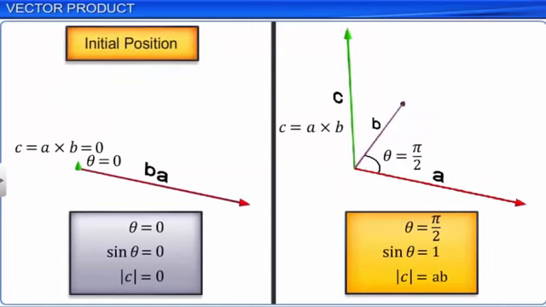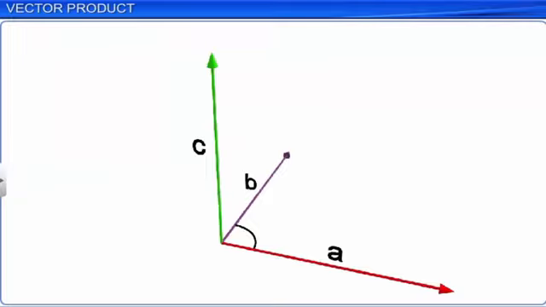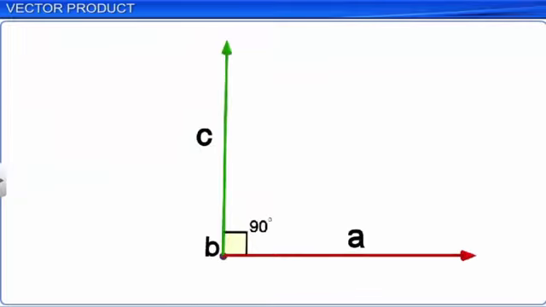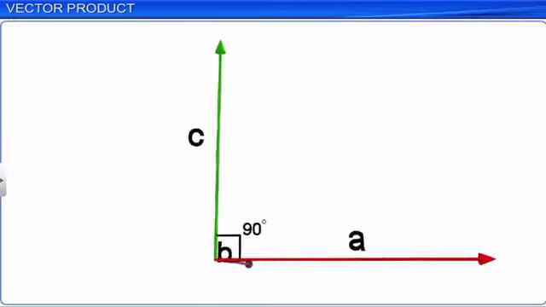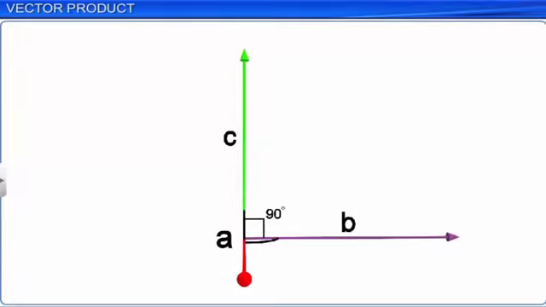What is the direction of vector product C? The direction of vector product C is perpendicular to that of vectors A and B. In other words, vector product C is perpendicular to the plane containing vectors A and B.